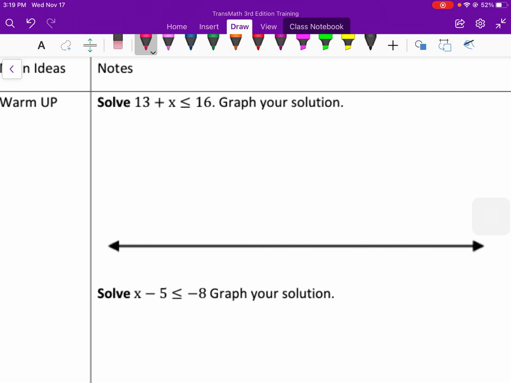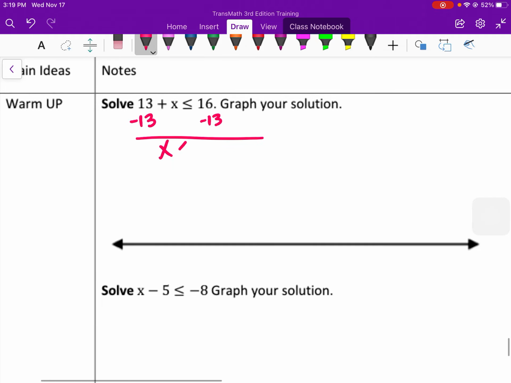So remember, to get rid of the plus 13, you will need to do the inverse of adding 13, which is to subtract 13 from both sides. So you're going to end up with x is less than or equal to 16 minus 13, which is going to be 3. When you graph that, you're going to have a closed circle because it is equal to 3, and then you're going to be going to the left for less than.